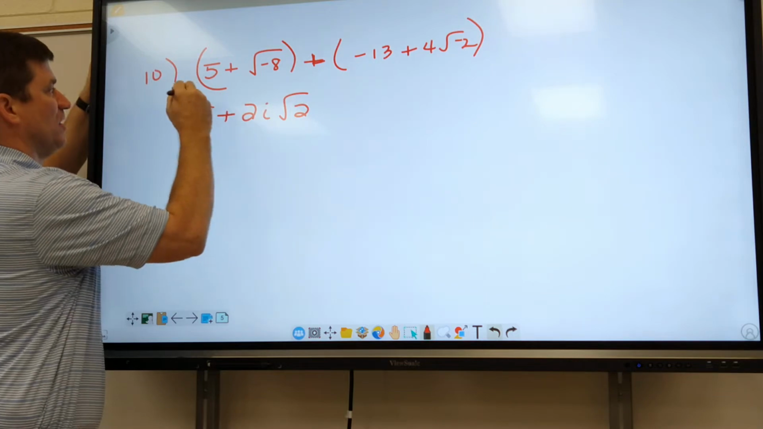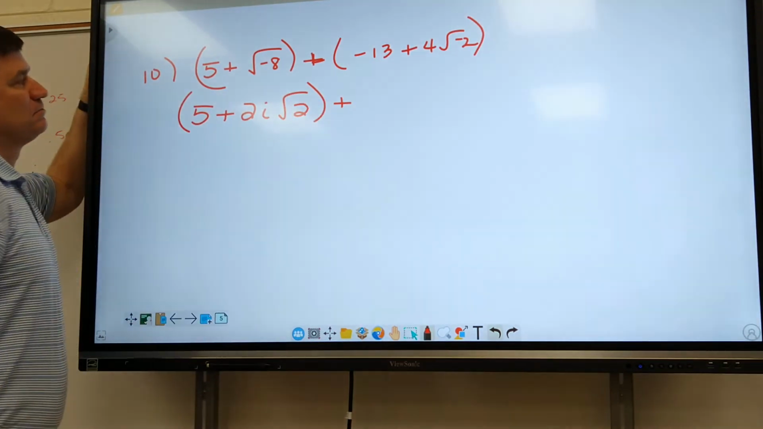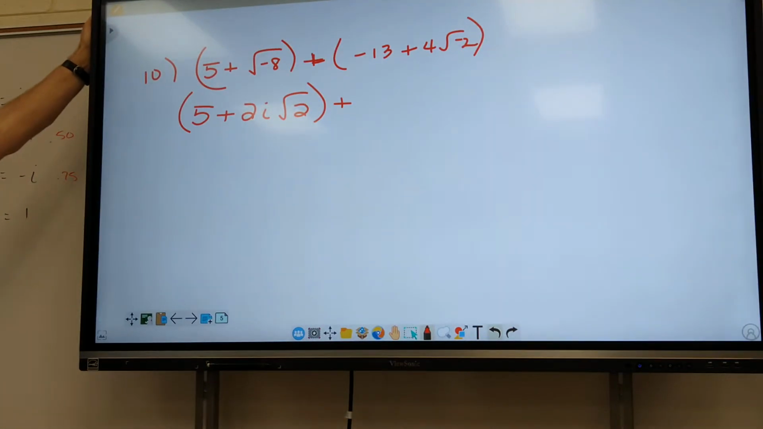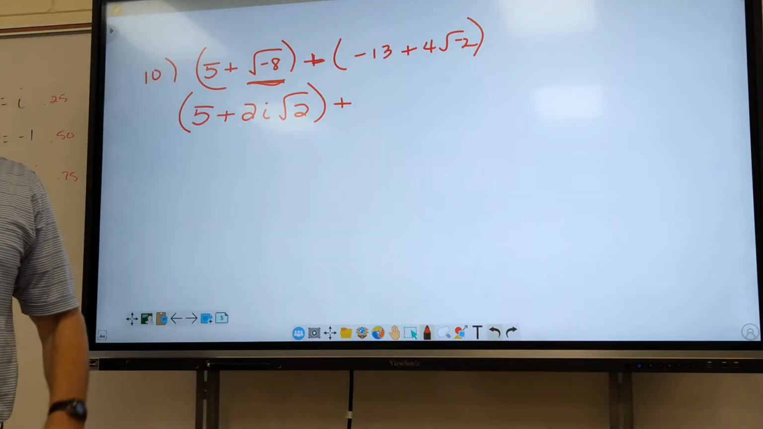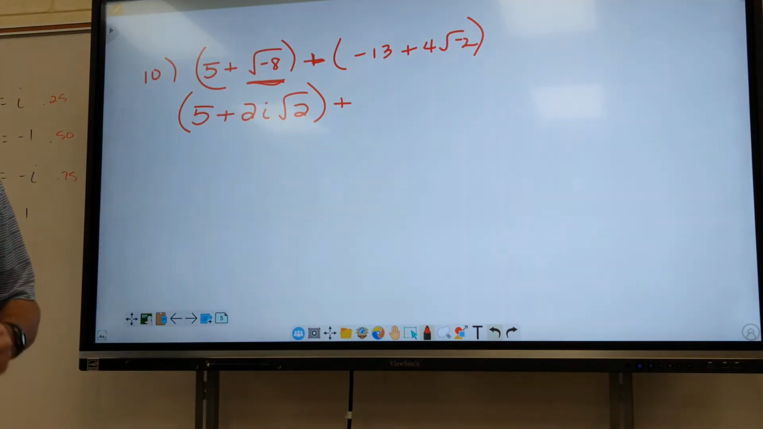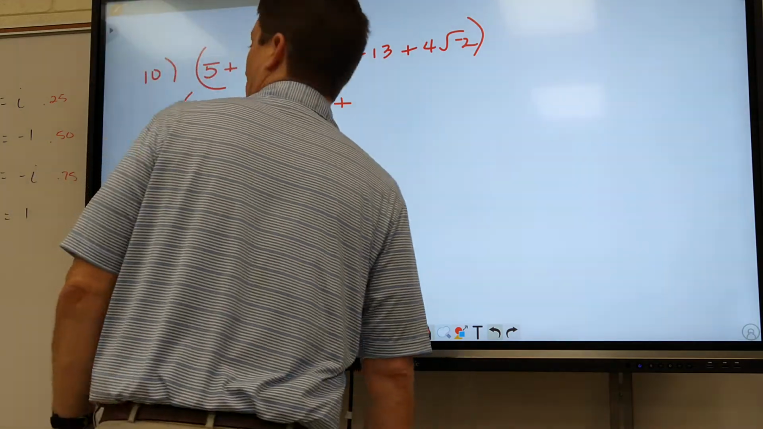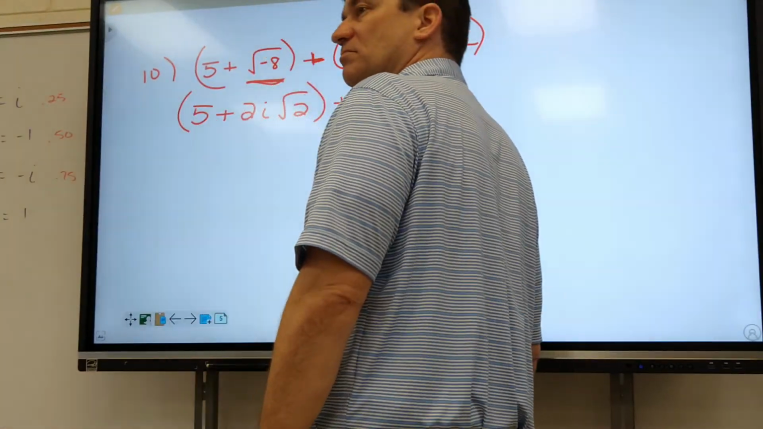2i root 2. Nathan Willis, where did the i come from? I thought you did 5 plus 13. Yeah, you will, but I'm simplifying this first. Put it in your calculator first, and it gave us 2 root 2. If you don't know, just plug it in real quick.